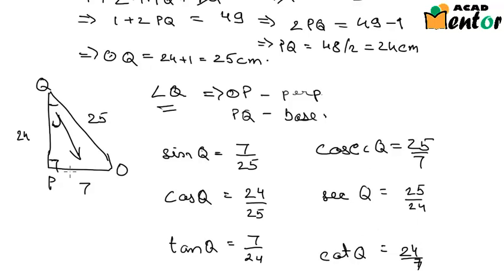Similarly, we can find out for angle O. So for angle O, the perpendicular would be the opposite side, that is QP, and PO would be the base. So you can find out all the other ratios similarly.